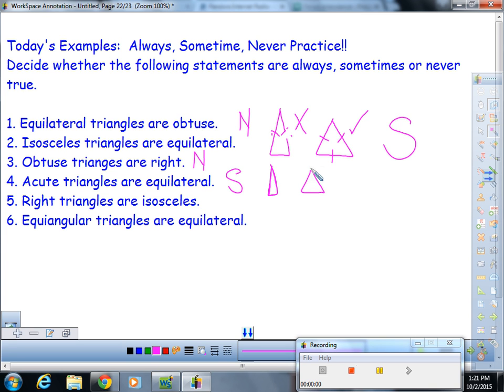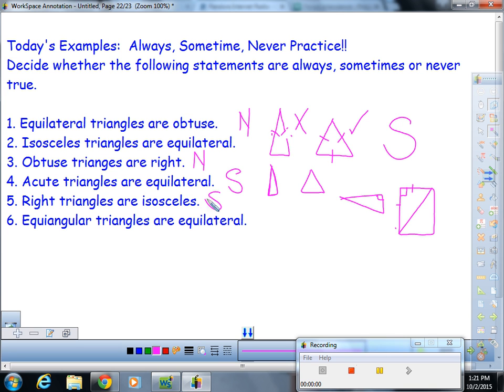Right triangles are isosceles. Well, here's a right triangle, and that's not isosceles. But if I drew a square and bisected it diagonally, that right triangle is isosceles. So we got another sometimes. What a negative bunch of examples. Do we have no always?